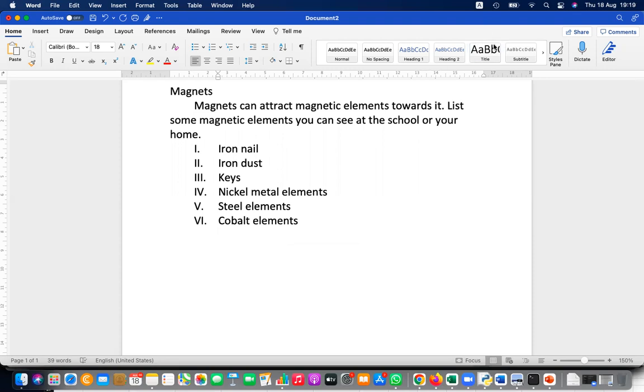So will it attract the magnet? Aluminium? Not all the metals. All the metals are not attracting. Aluminium will not attract. Gold will not attract. Right? Silver will not attract. So these will not attract to the magnet.